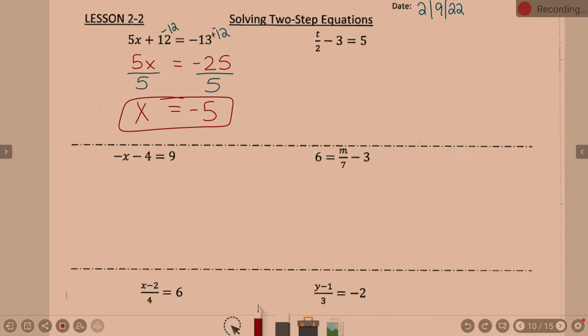You need to make t by itself. Well, we need to get t by itself, but if it's t divided by 2 minus 3, the last thing being done to t is the minus 3. How do you undo a minus 3? Add 3. Yeah. If we add 3 on the left, we add 3 on the right.